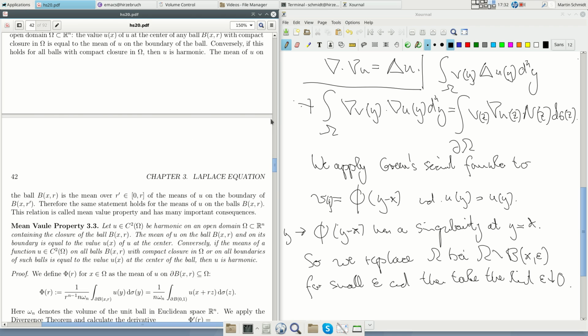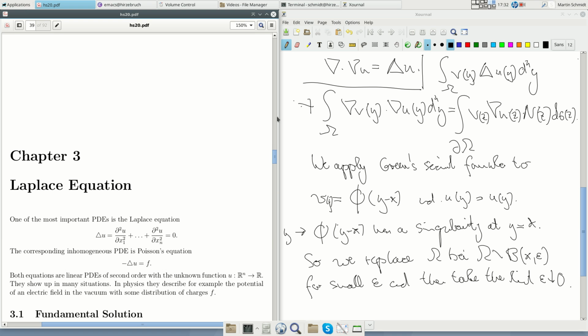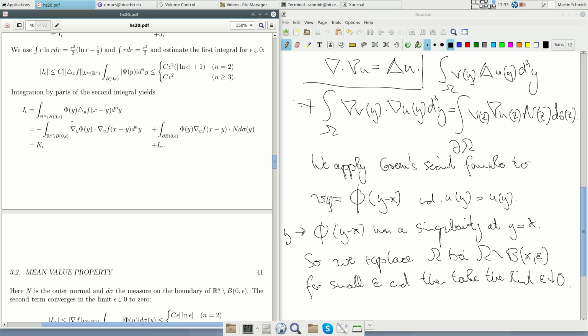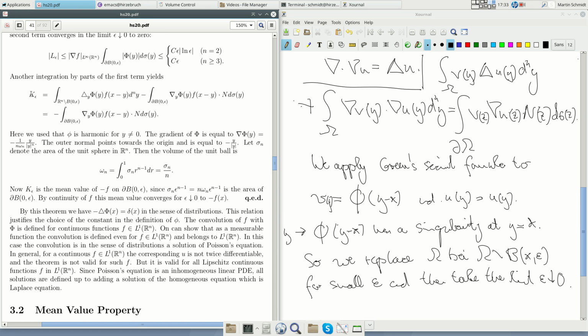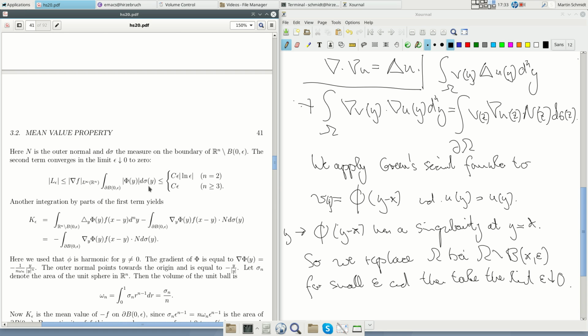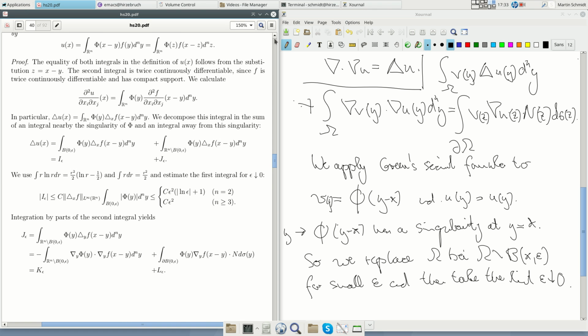Let's recall this moment. Here, the fundamental solution, and then we wrote down these terms. So this term here is the boundary term L epsilon, which is exactly of the form where phi times the gradient of a twice continuously differentiable function, and we showed that this goes to 0. Here one sees this. So L epsilon goes to 0.